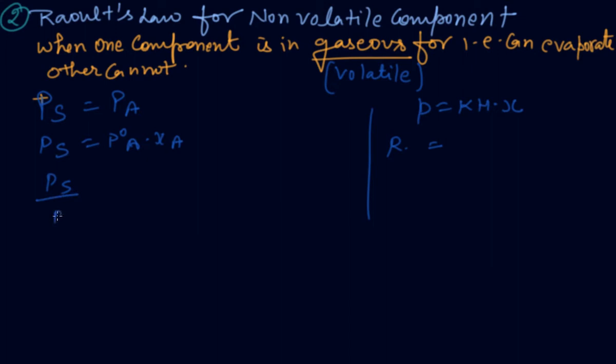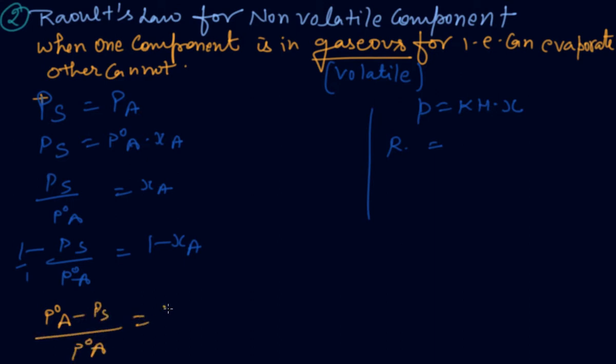PS by P naught A is equal to XA, and 1 minus PS by P naught A gives you 1 minus XA. We can take this one, taking LCM and solving, P naught A minus PS upon P naught A gives you XB. This is Raoult's law for non-volatile component.